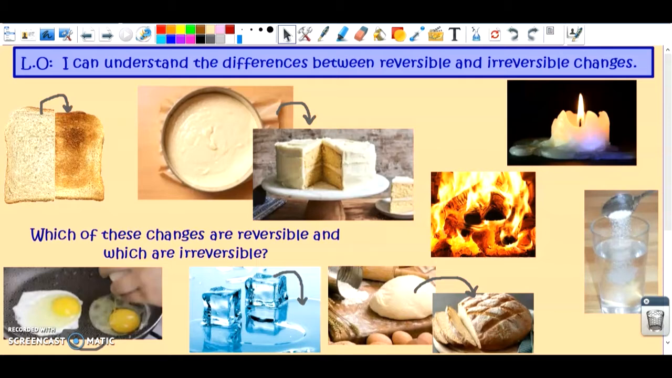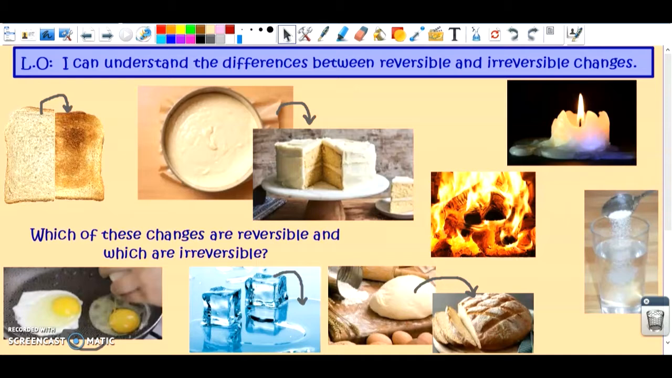So have a look at my pictures here. Some things have been changed here reversibly, so the change can go back, whereas other things here are changed irreversibly. It's something which can't go back.